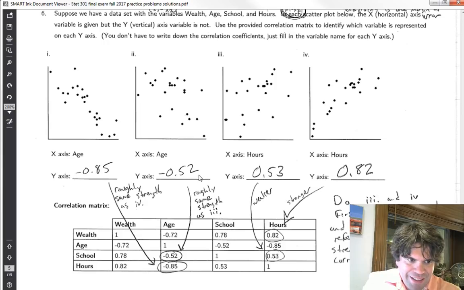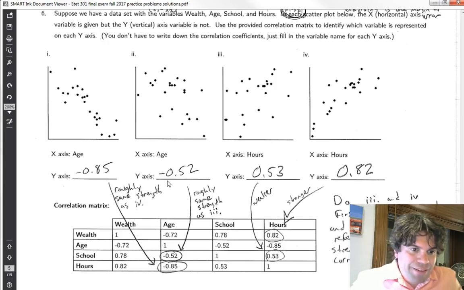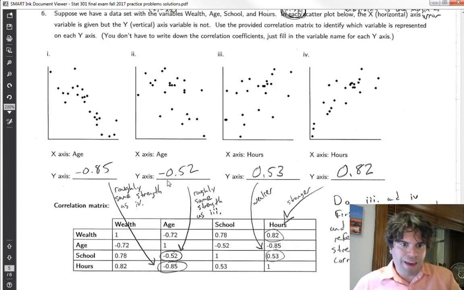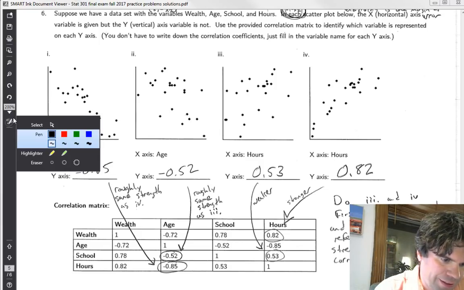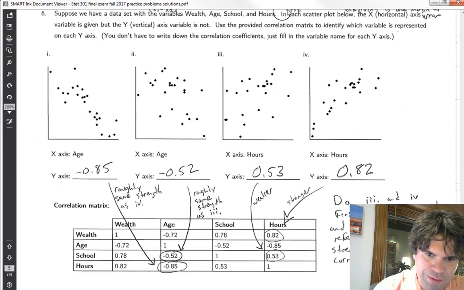Okay. 6. Suppose we have a data set with the variables wealth, age, school, and hours. I've not defined these, but you can sort of take a guess. Let me delete all the scribbling from up there.